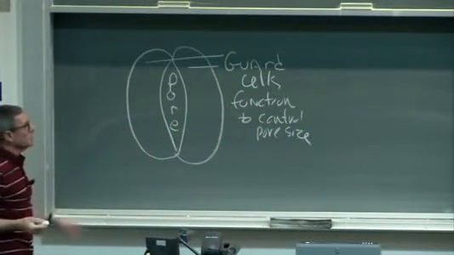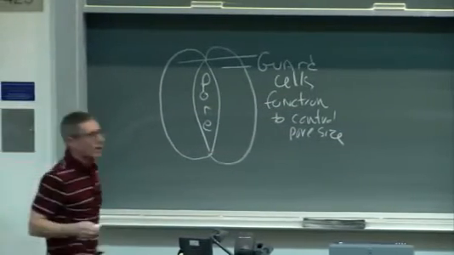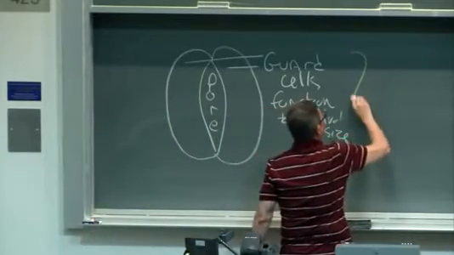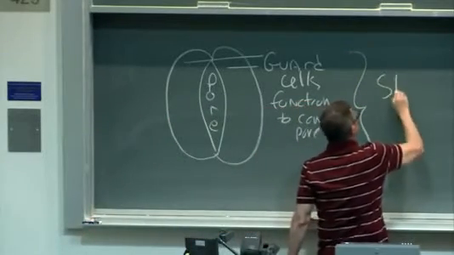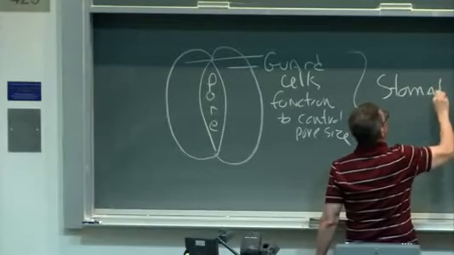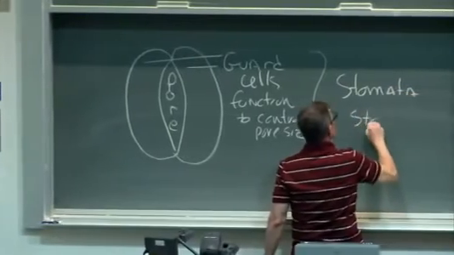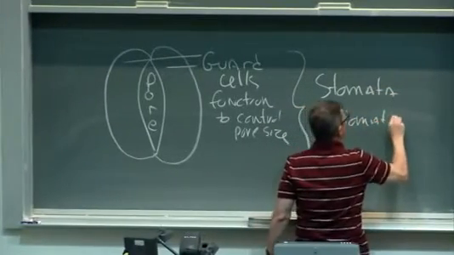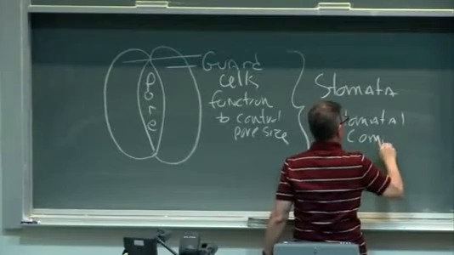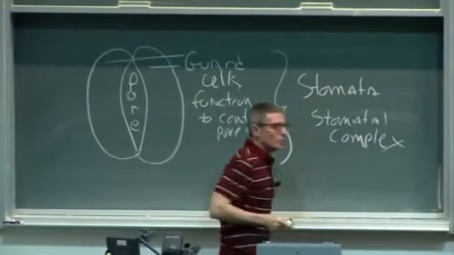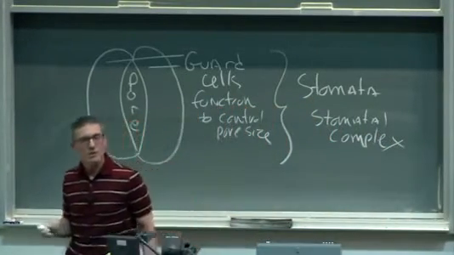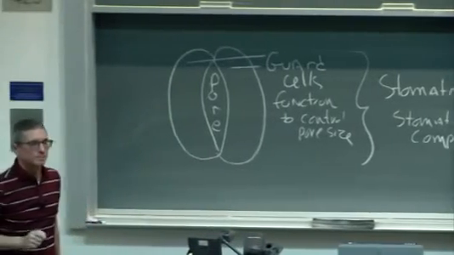This whole structure, guard cells and the pore, is sometimes known as the stomata or stomatal complex. And we'll talk more about how it functions toward the end of the plant section.